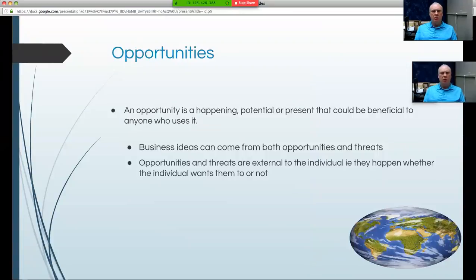Slide entitled Opportunities. An opportunity is a potential or present happening that could be beneficial to anyone who uses it. Now, business ideas can come from both opportunities and threats. And opportunities and threats are external to the individual. In other words, they happen whether an individual wants them to or not. They don't happen of our own volition.